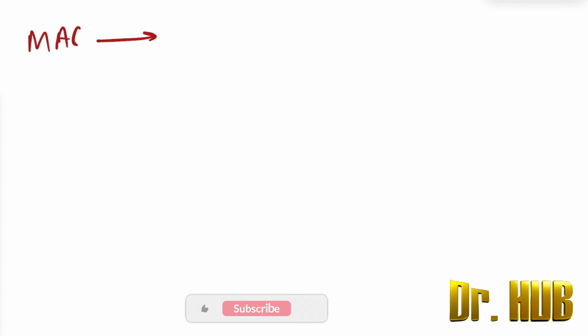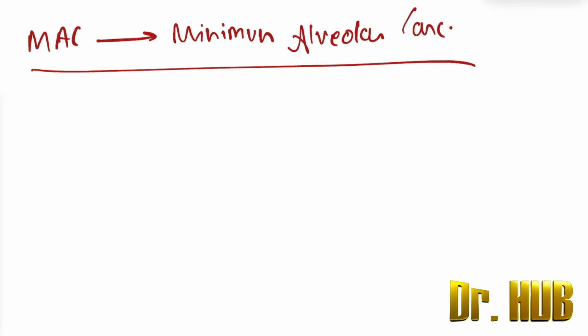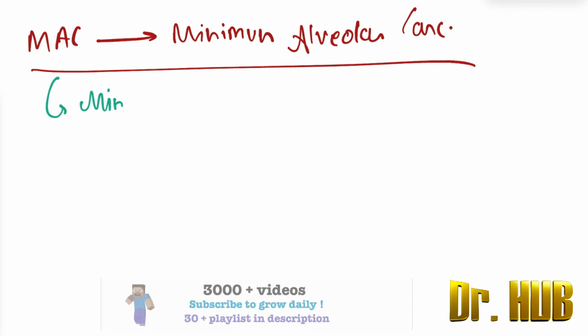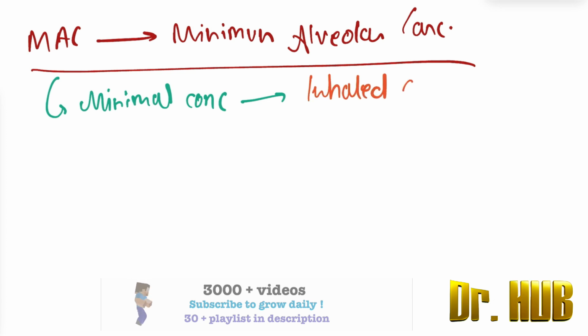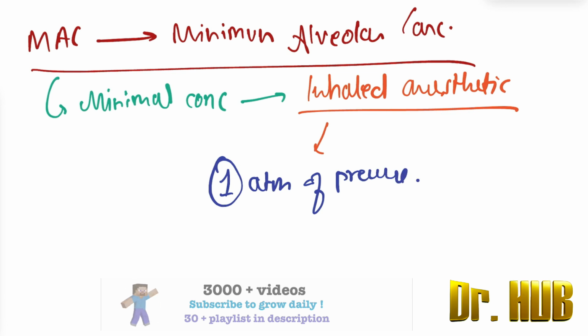So today we'll look at the MAC. What is the full form of this MAC? It is the minimum alveolar concentration. So what are the components of this MAC? MAC is nothing but a minimum concentration of the inhaled anesthetic at 1 atm of pressure, and it prevents the skeletal muscle movement.